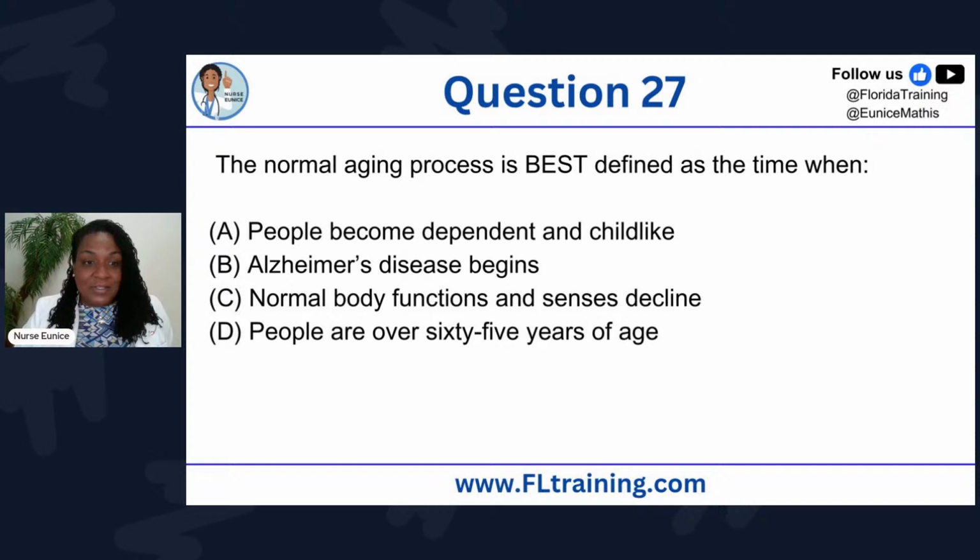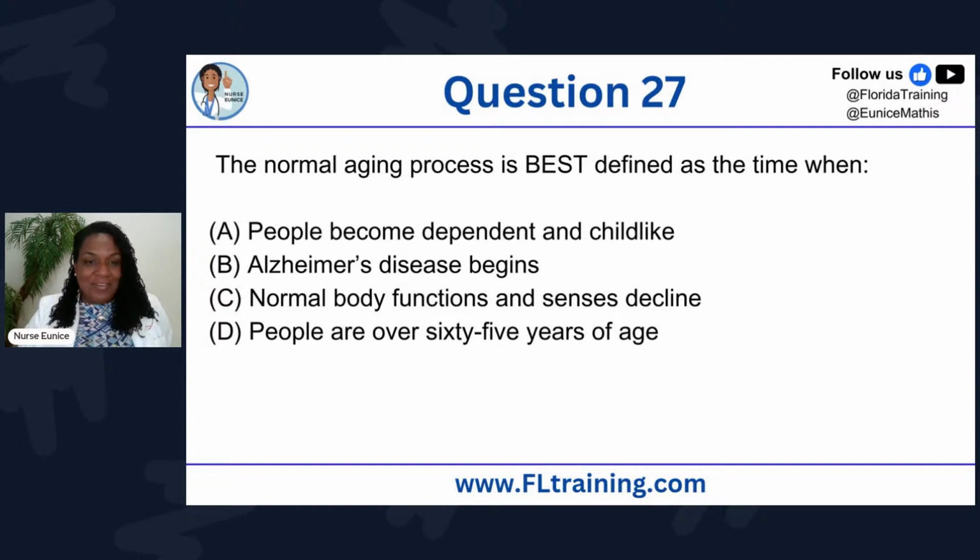Question 27. The normal aging process is best described as the time when A, people become dependent and childlike, B, Alzheimer's disease begins, C, normal body functions and senses decline, or D, people are over 65 years of age. So what do we mean by the normal aging process? Let's see. Chrissy and Tanae and Vivian, I think you all have it.